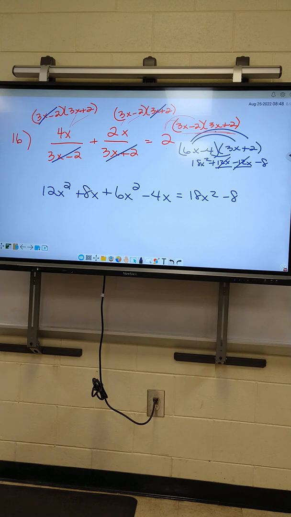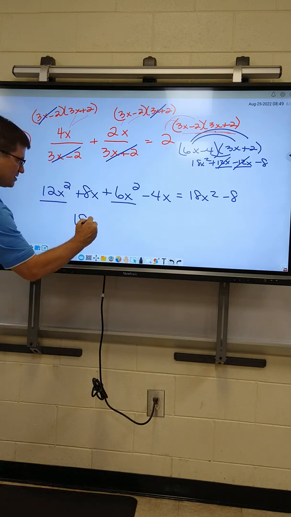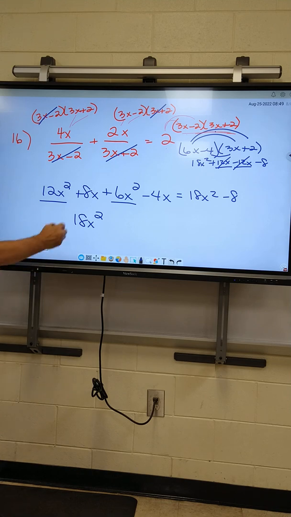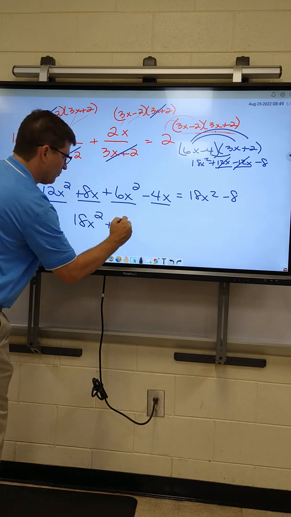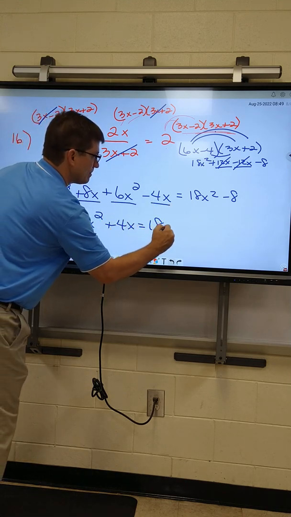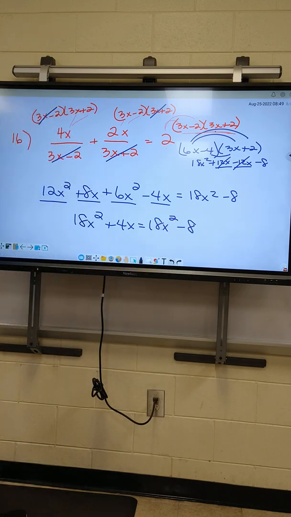All right, so now we got to do like terms. Before I can even decide if I'm going to have an x squared left over or not, let's do like terms. I can add these 2 up on the left. I got 18x squared. I can add these 2 up on the left. I got 4x. All right, this one's actually going to work out really good. Really easy.